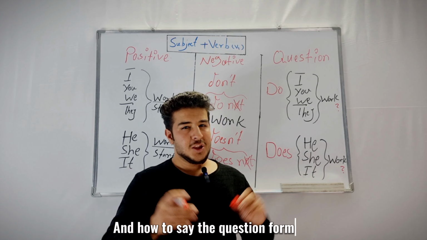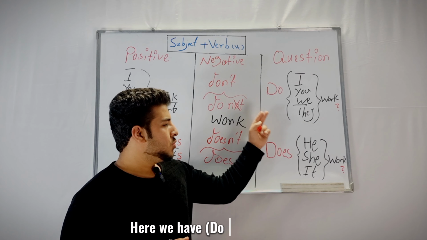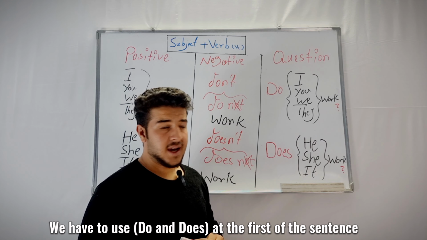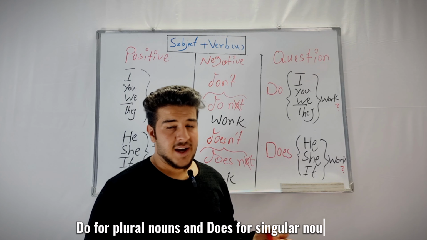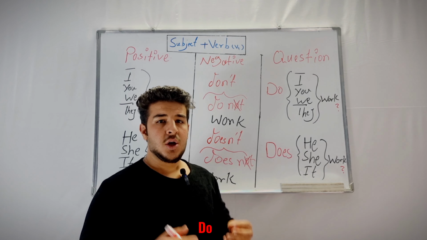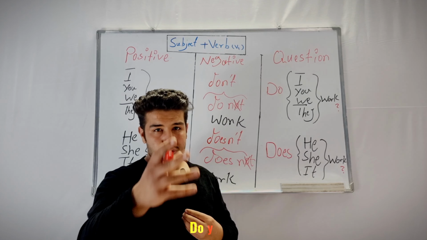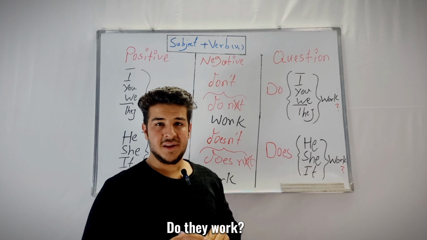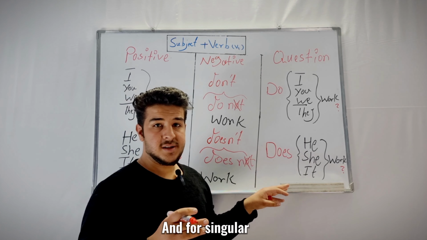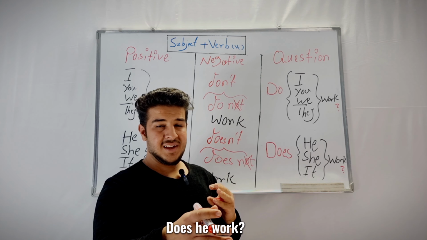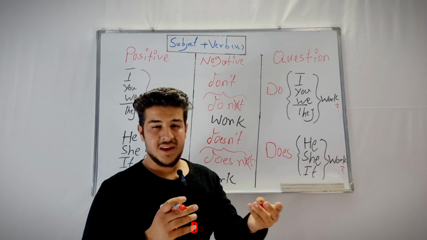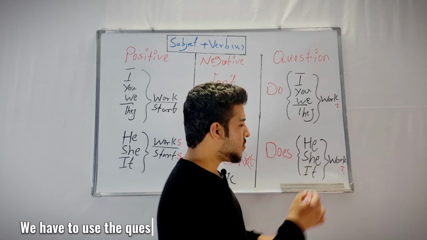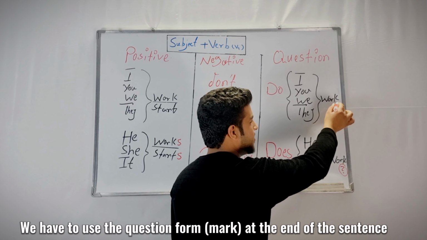And how to say the question form. Here we have do and does. We have to use do and does at the first of the sentence. Right, guys? Do for plural nouns and does for singular nouns. Right? Do I work? Do you work? Do we work? Do they work? Right? And for singular, does he work? Does she work? Does it work? Right, guys? Understood? And we have to use the question form at the end of the sentence.